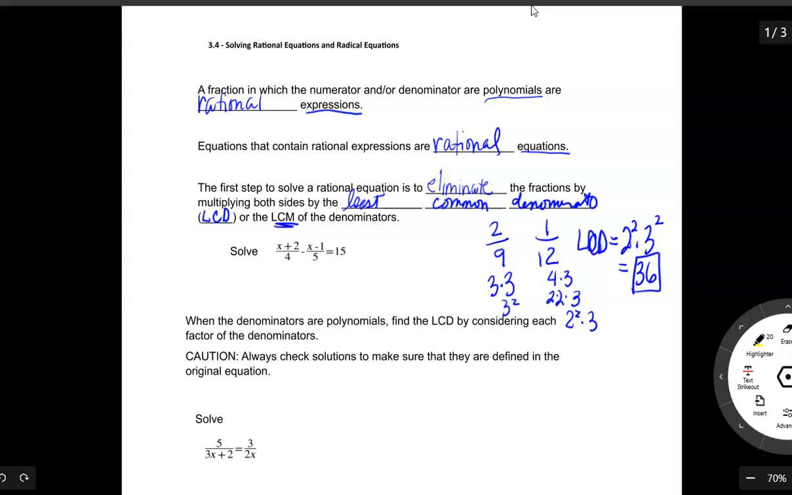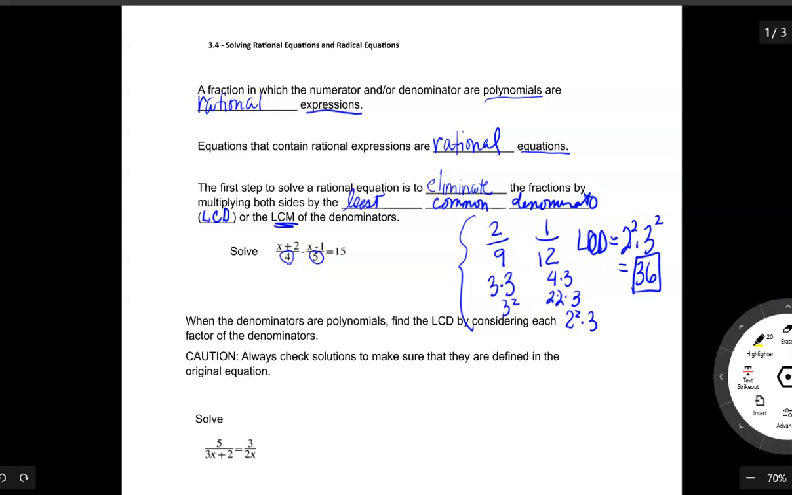And here's an example of a rational equation where the polynomials are all in the numerator. There's no polynomials in the denominator. So our least common denominator is going to be numeric, like what we did over here. So we look at our two denominators. We have 4 and 5.